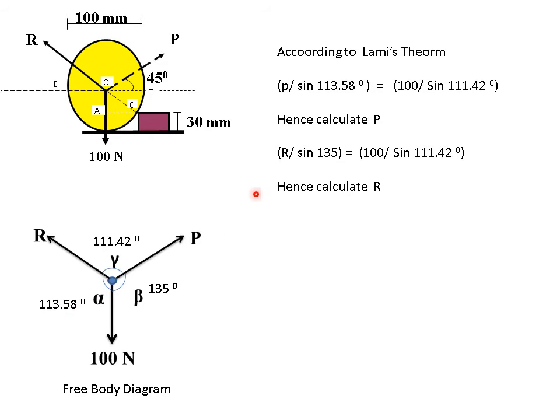Now it is quite simple, use Lami's theorem. Force P divided by the sine of the opposite angle. So force P divided by sine of 113 degrees 58 minutes is equal to 100 divided by sine of 111.42. Hence calculate P. Next, R divided by the sine of its opposite angle, so R divided by sine of 135 is equal to again 100 divided by sine of the opposite angle, sine of 111.42. Hence calculate the value of R.